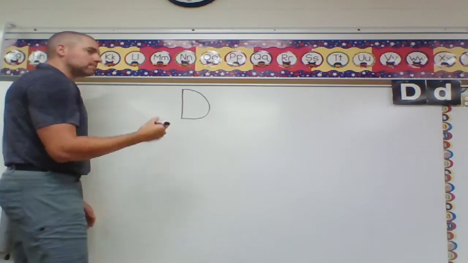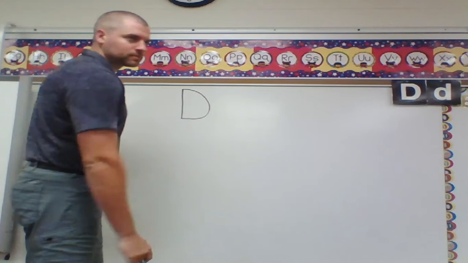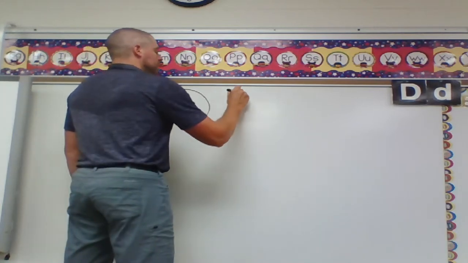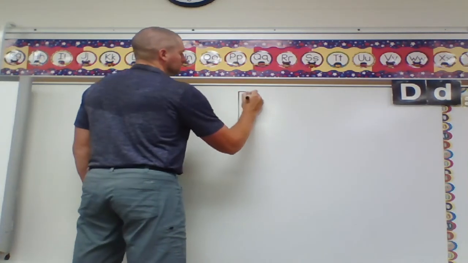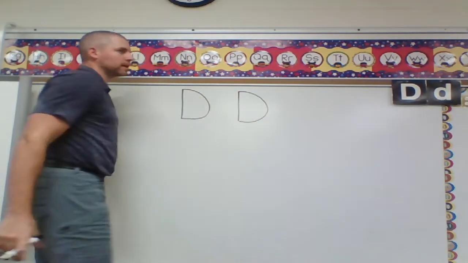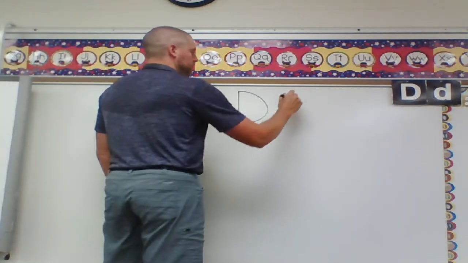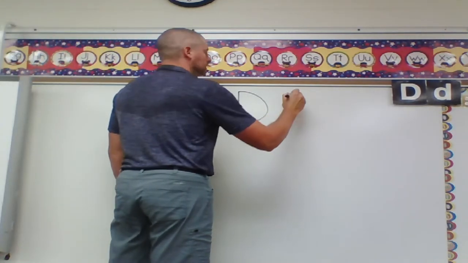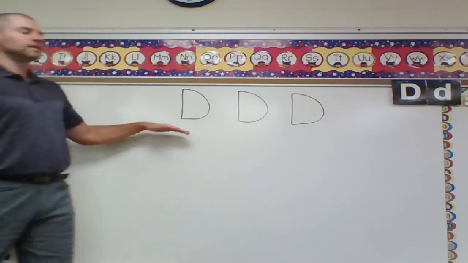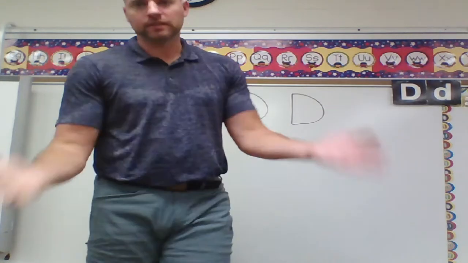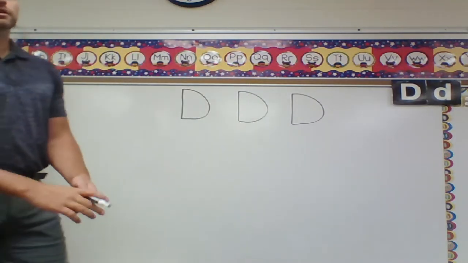Straight line down, pick up, loop around to connect the top to the bottom. It's as easy as that. Let's see if I can do another one. Straight line down, pick up to the top, one loop to the bottom. Very good. And I'll make one more. Straight line down, pick up, loop around to the bottom. That's 3 perfect capital D's in a row. Now, let's go on to our lowercase d.